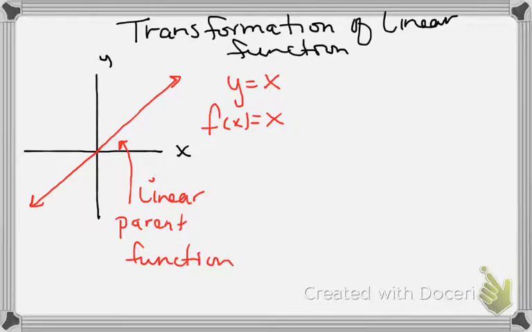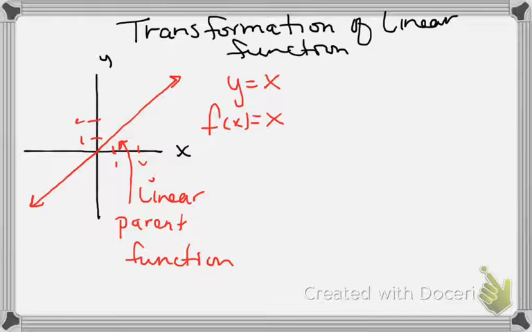Notice the linear parent function goes through the origin, and it usually is a 1-to-1 ratio. What I mean by that is that's 1 and that would be 1, that would be 2 and that would be 2. So it goes through the origin, and you also could call this a direct variation. Remember, direct variation goes through the origin as well. So that's the linear parent function.